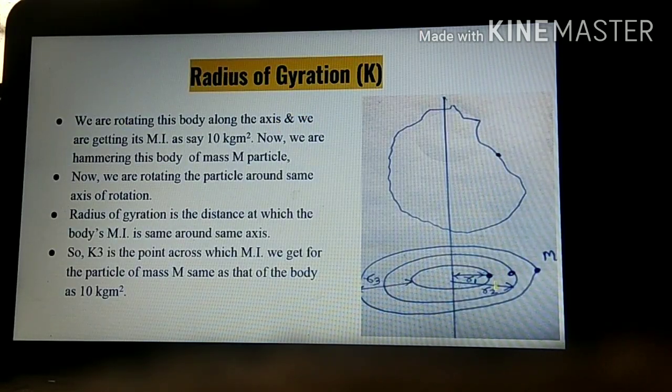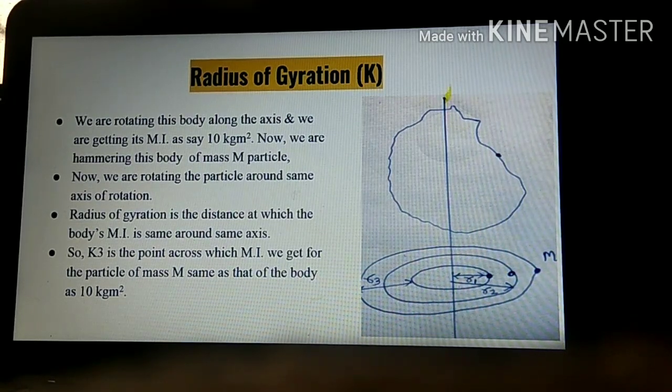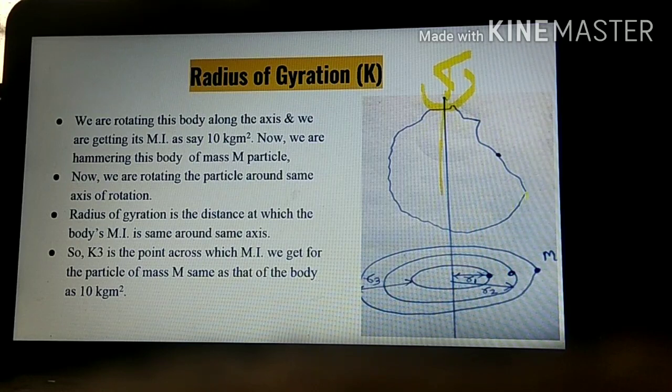Next one, radius of gyration. See, pronunciation doesn't matter. I pronounce it in this manner, gyration. Radius of gyration is denoted by K. Over here, take for example, this is an object which is rotating along this axis of rotation, and after rotating it along the axis of rotation, the moment of inertia we are getting is 10 kg meter square.